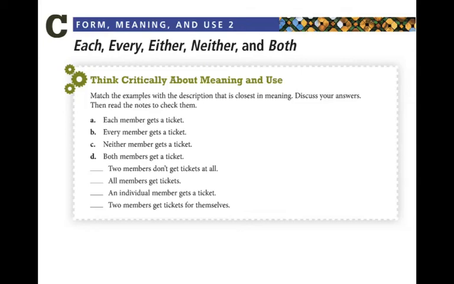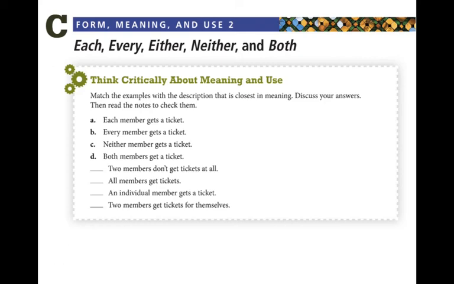Chapter 8, Part C, for meaning and use 2. Each, every, either, neither, and both. Think critically about meaning and use. Match the examples with the description that's closest in meaning.